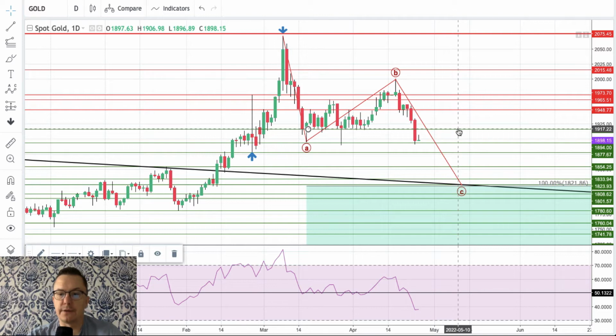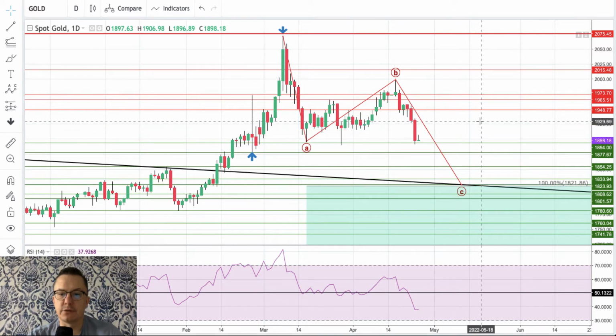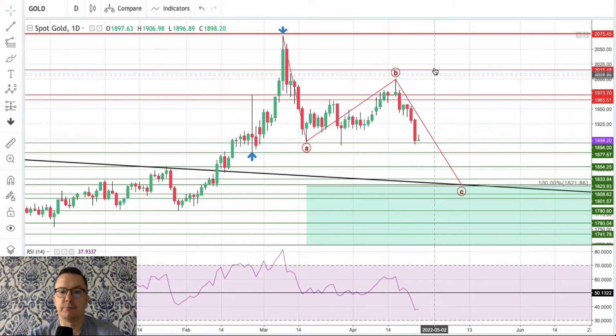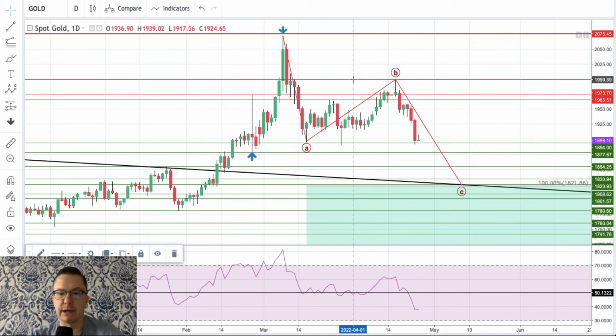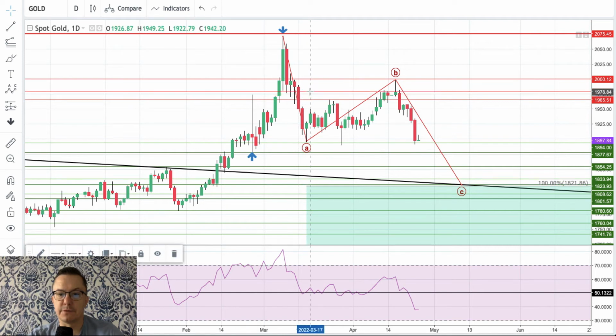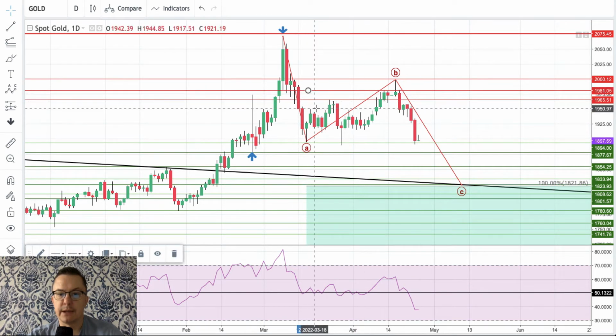The level of 1,917 is no longer valid. What do we have here? This one is no longer important. That one will be moved lower towards the wave B high. There you go. This is the technical resistance. This technical resistance must be moved a little bit higher here, and let's stay with this one. So 2,000, 1,921, 1,965 technical resistances.